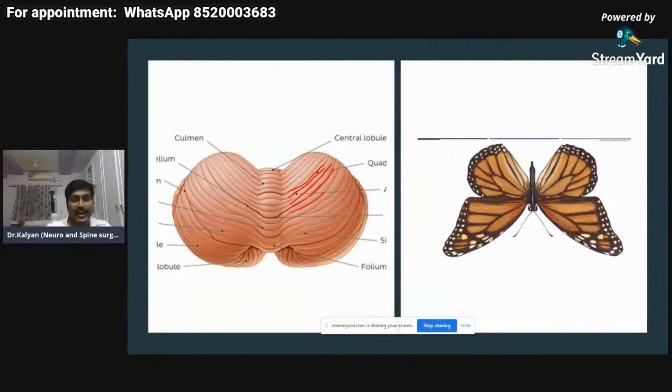Okay, fine. You have identified the cerebellum. Next, identify the body of the butterfly. This body is known as the vermis. So this elevation which you are able to see is known as the vermis of the cerebellum.